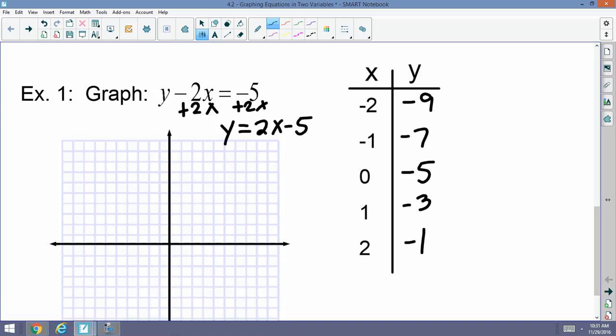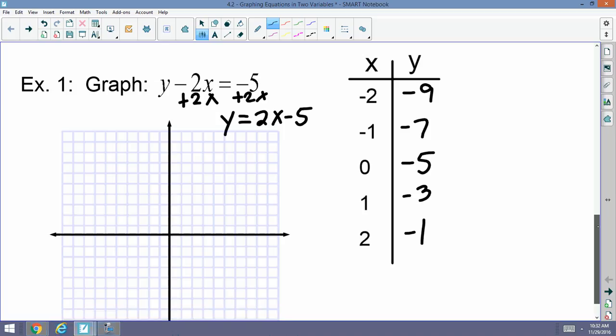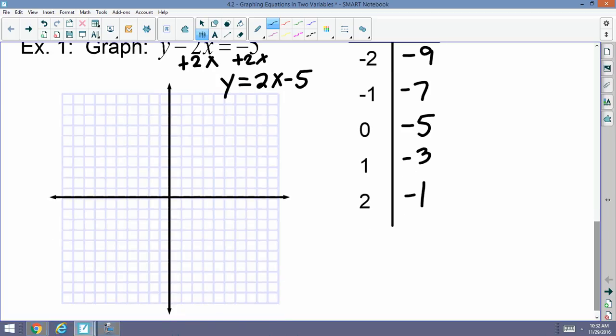So now we're going to graph them. -2, -9. -1, -7. 0, -5. 1, -3. 2, -1. And this is going to continue forever, so you put arrows on both sides. Do you see what I did?